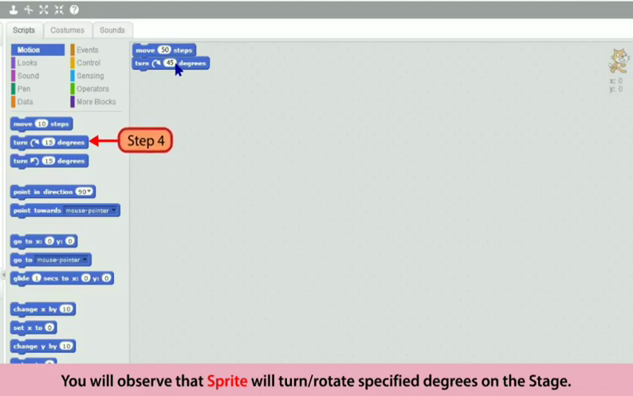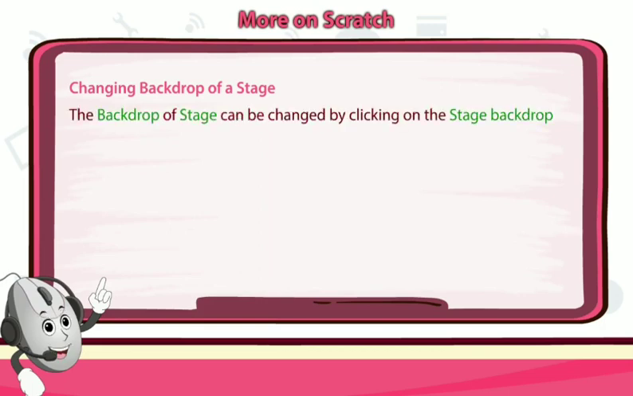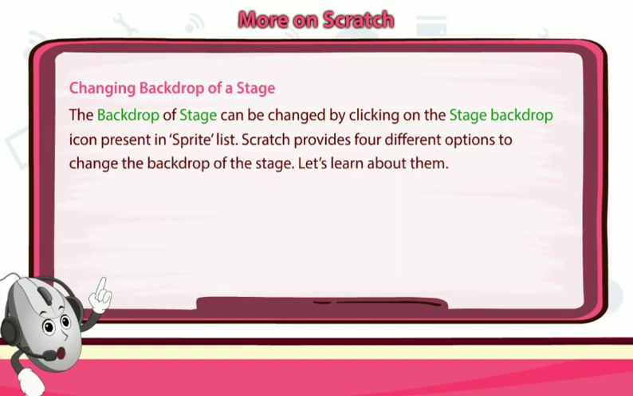Now changing the backdrop of the stage. The background of your stage is called backdrop. The backdrop of the stage can be changed by clicking on the stage backdrop icon. It is present in the sprite list. Scratch provides 4 different options to change the backdrop of the stage. Now let's learn about them.